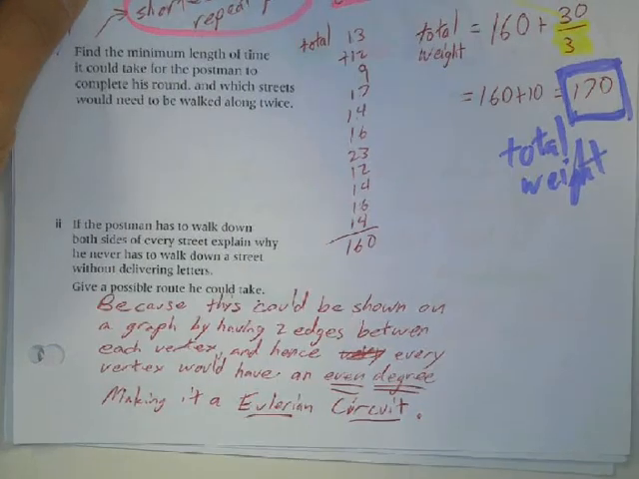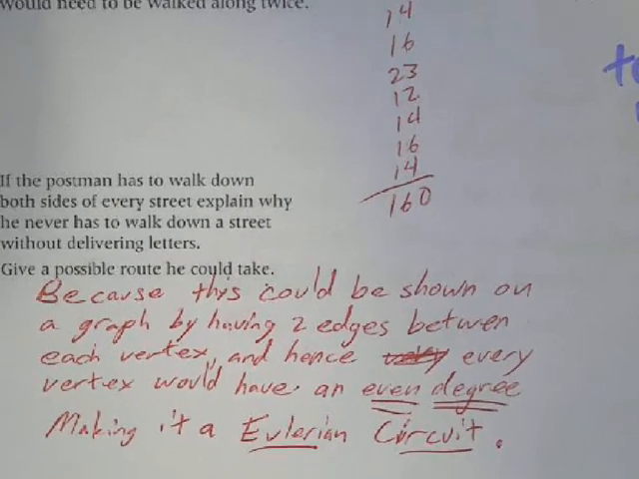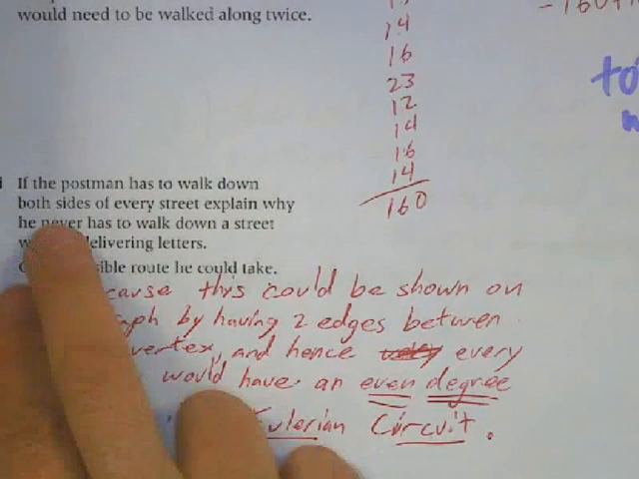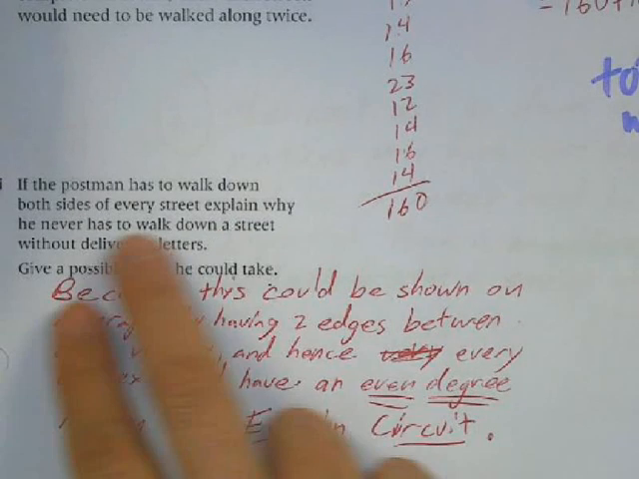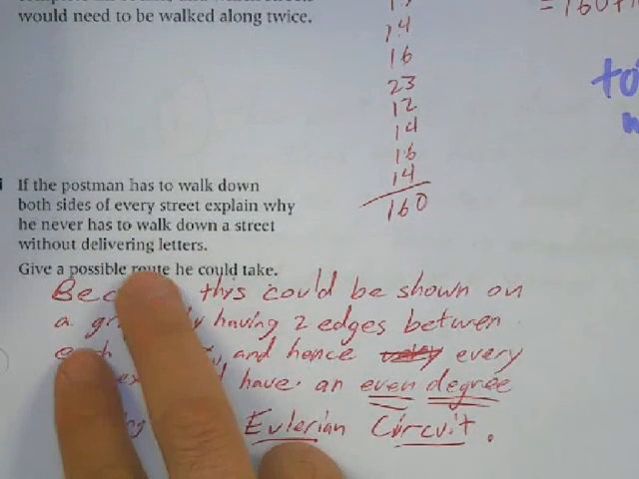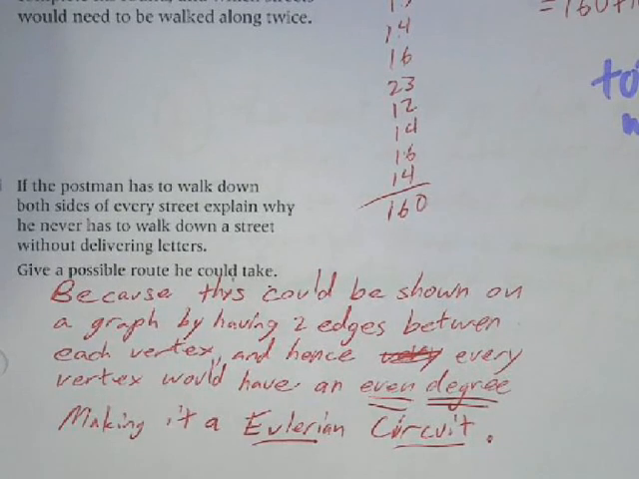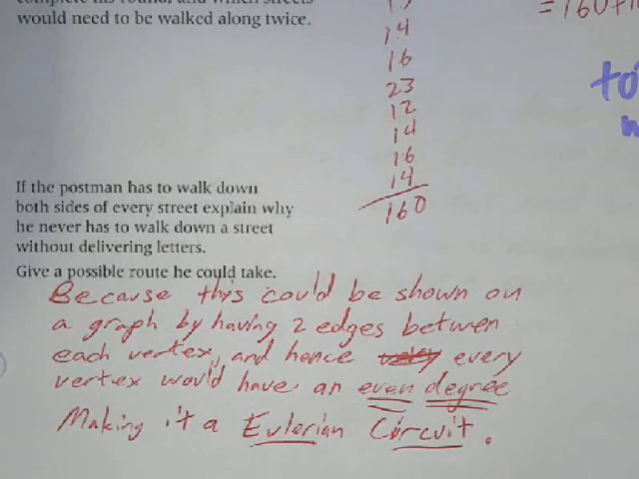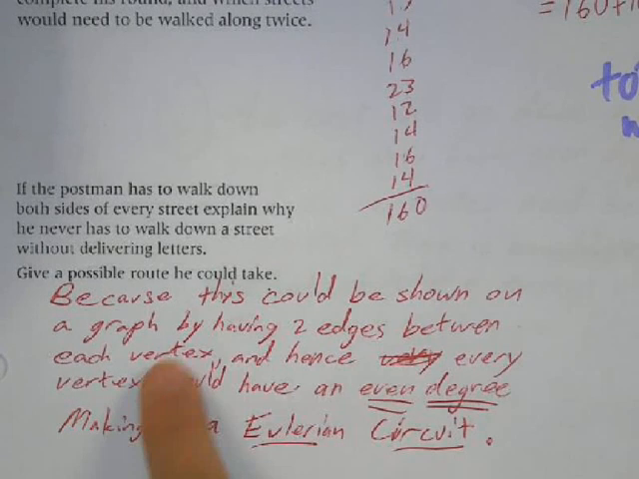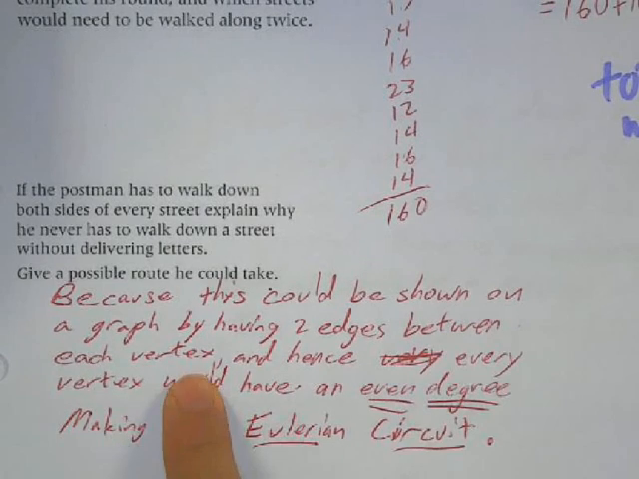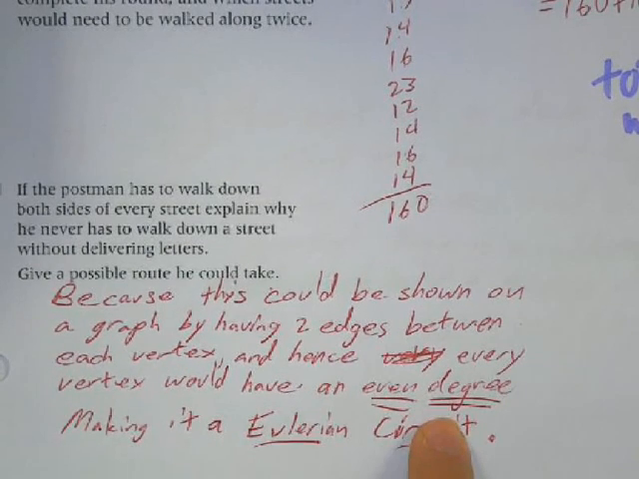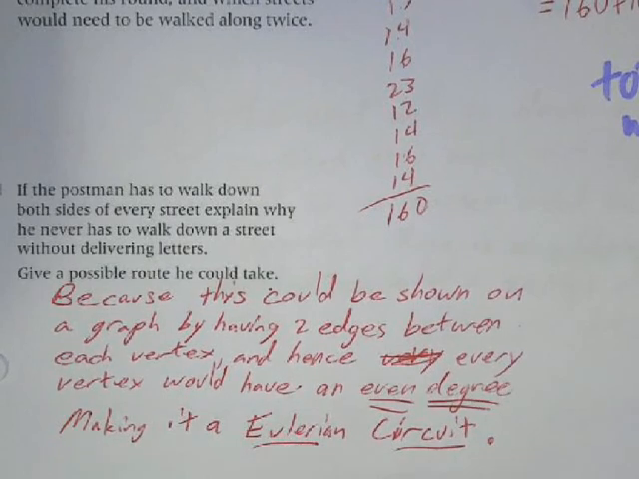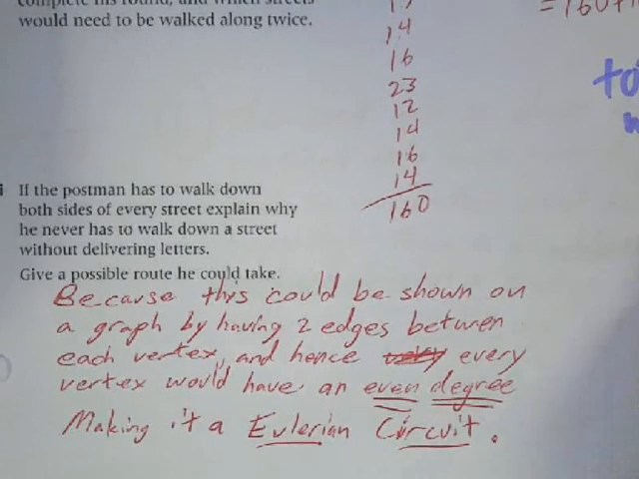Okay, question 2. If the postman has to walk down both sides of the street, on either side of the sidewalk, explain why he never has to walk down any street more than once. So if he has to walk down both sides of the sidewalk, that means we're multiplying every edge by 2. It could be shown that there's 2 edges between every point. So that's going to make the degrees even between every single point. So it's going to become a Eulerian circuit. There we go.